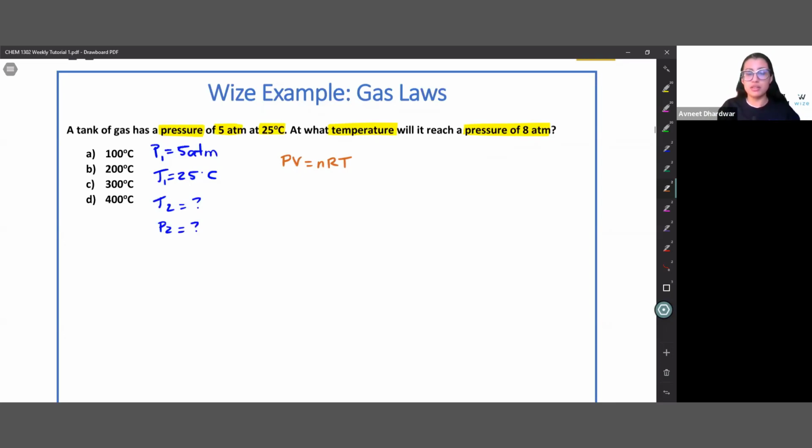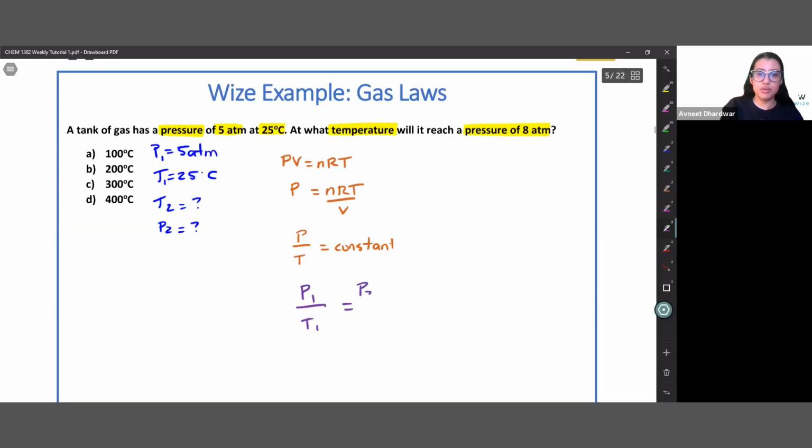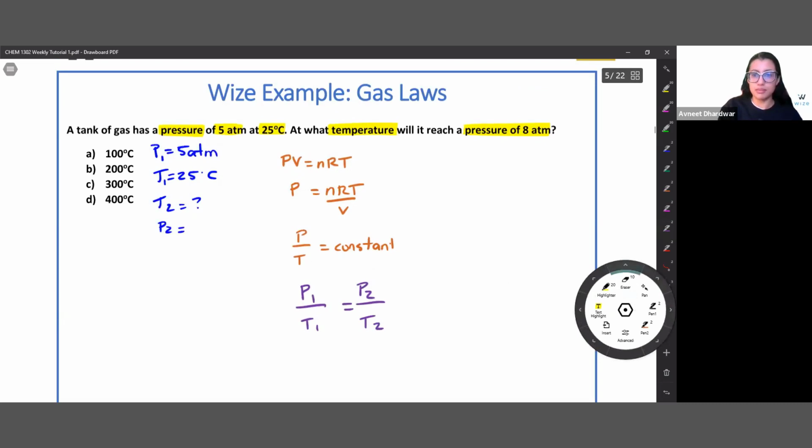So that means I'm going to move V to the other side by dividing both sides by volume. Okay, and I want temperature on the left side because it is changing. It's not a constant. So I'm going to divide both sides by temperature. So I'm going to get P over T is equal to a constant. And so now we know how to get the equation. The equation is just P1 over T1 is equal to P2 over T2. Okay. So the second pressure, we know it's 8 atm.